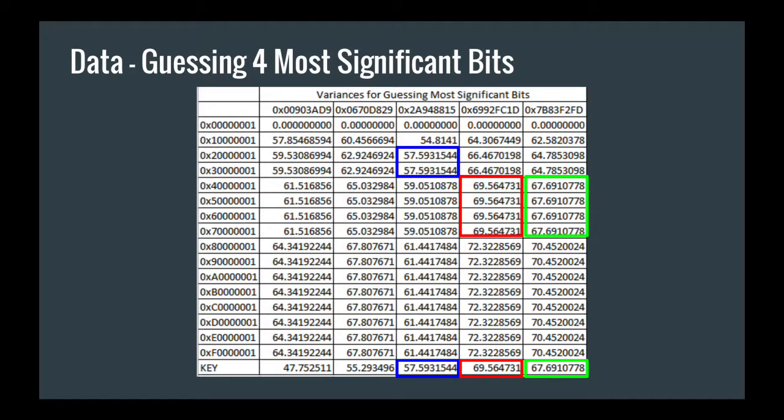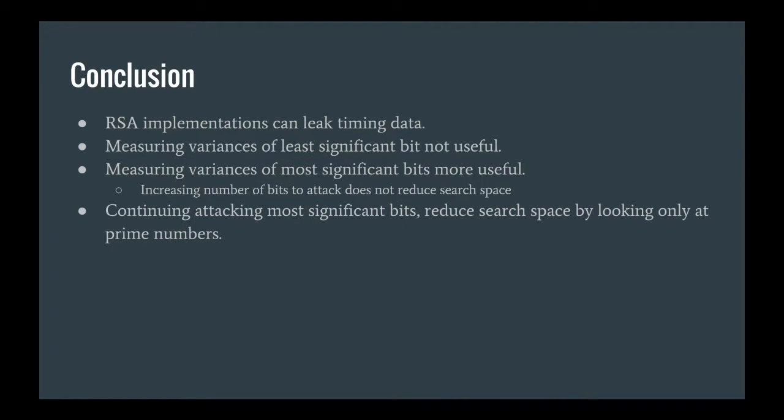We also noticed that increasing the guess bits from the 4 most significant bits to the 8 most significant bits did not reduce the search space any further. Thus, we've managed to show that timing data leaked by RSA implementations is a possible attack vector. Attempting to guess the least significant bits of the key didn't have any meaningful results. However, we noticed that by attacking the most significant bits, we could significantly reduce the search space for a brute force attack. One area of further work is to reduce the search space even further by only trying prime numbers.